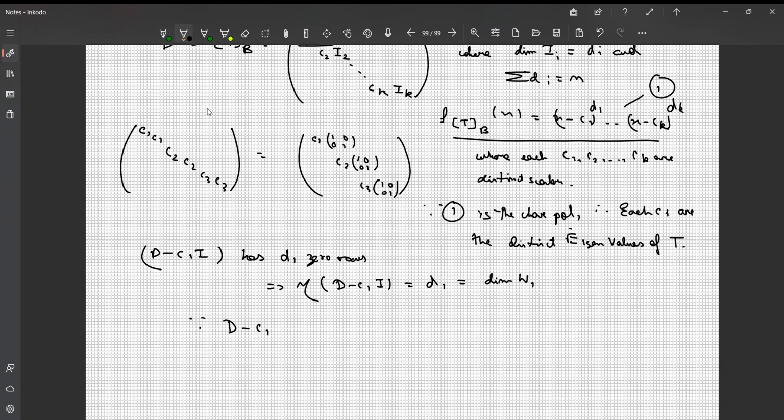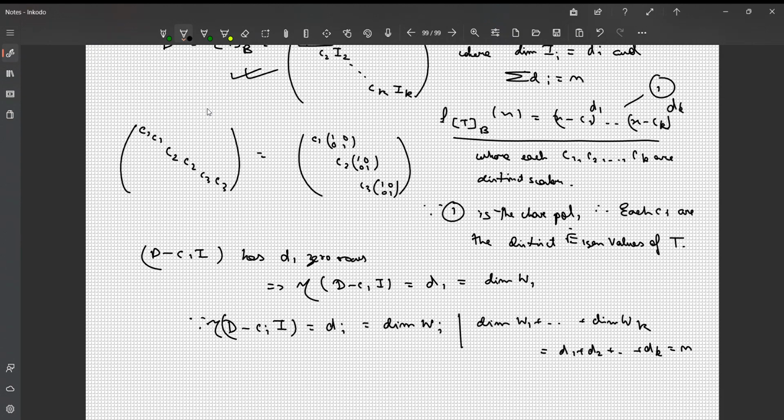Therefore, the nullity of D minus CiI is equal to Di, right? Which is equal to the dimension of Wi. So observe that the dimension of W1 and so on till the dimension of Wk is equal to D1 plus D2 and so on till Dk, but that must be equal to n from the given matrix representation, right?